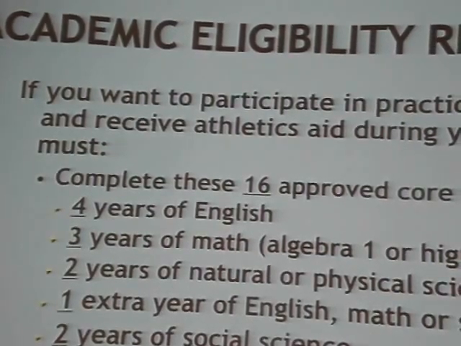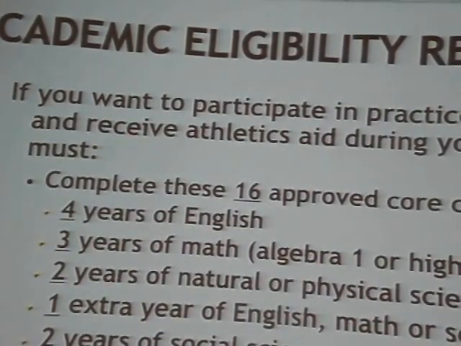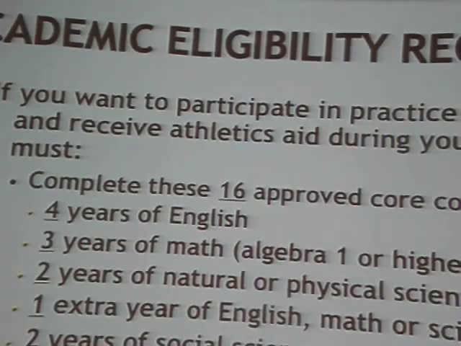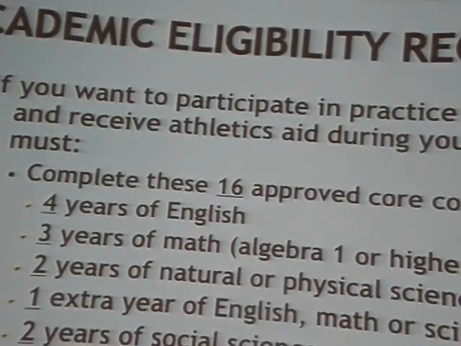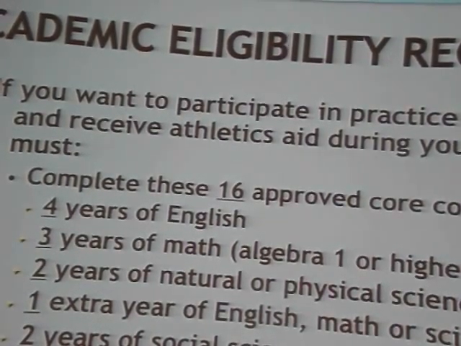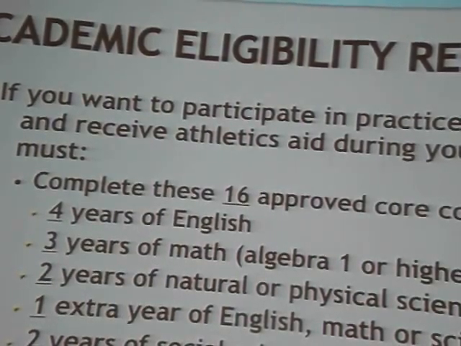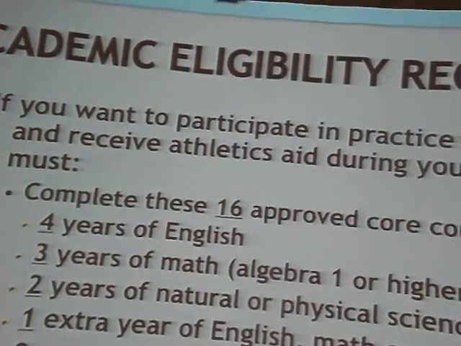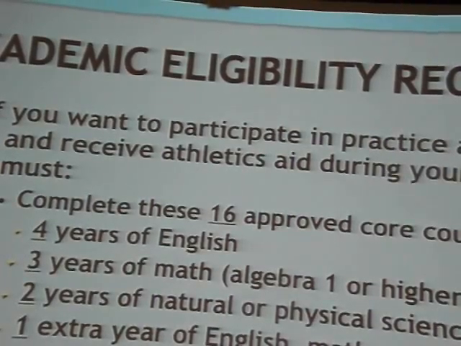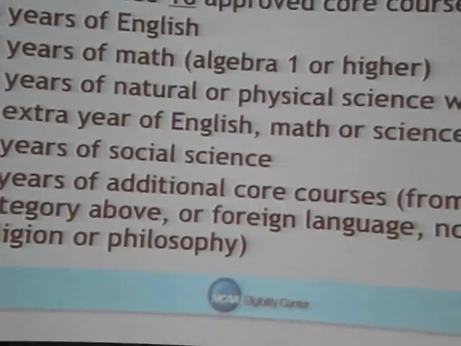This is where your foreign language comes into play. Your economics and government can be an additional core course. Psychology. They have to be core courses. Drawing doesn't count. Drama doesn't count. Hey, guess what? Homeroom doesn't count. PE doesn't count. Okay? 4 additional core courses of the academic level.